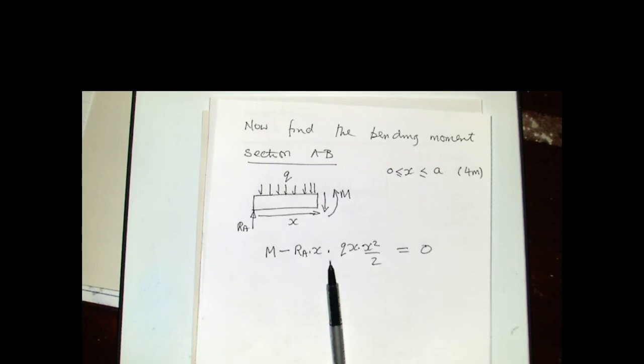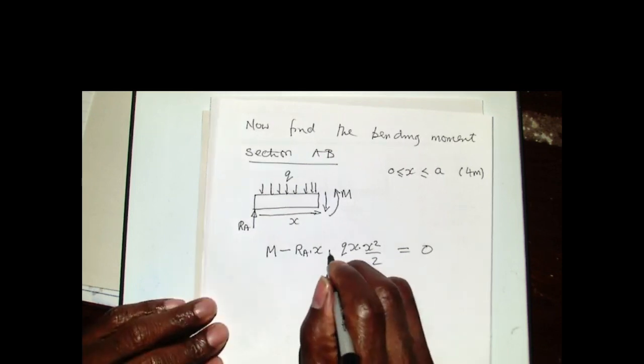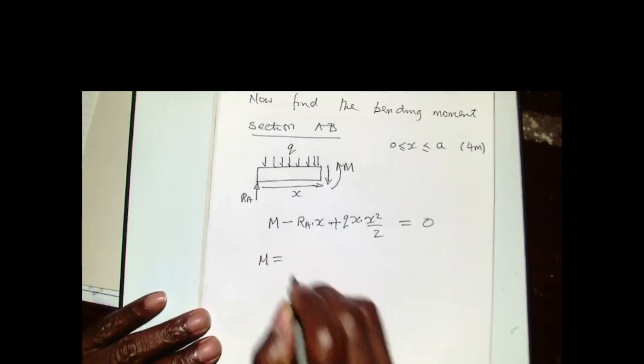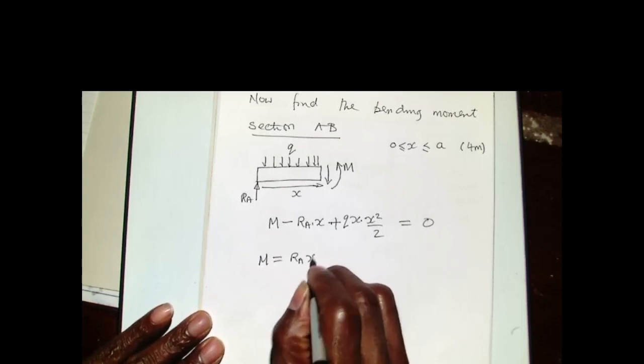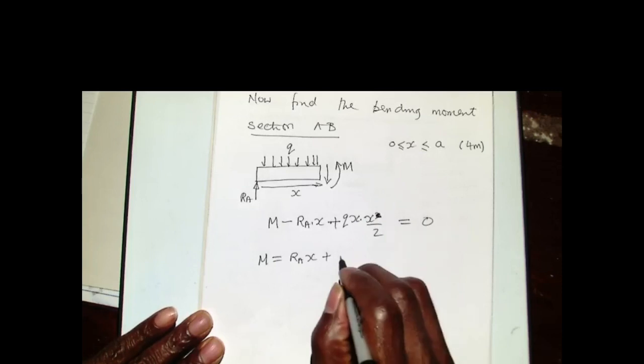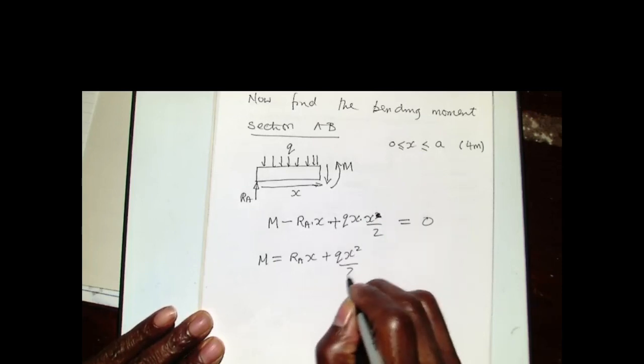Positive? Yeah? Positive, great. So yeah, we've got that. So now we can write down it's M that we want. I will now say M equals RA X plus, sorry, that should be Q, just X over 2, QX squared over 2.